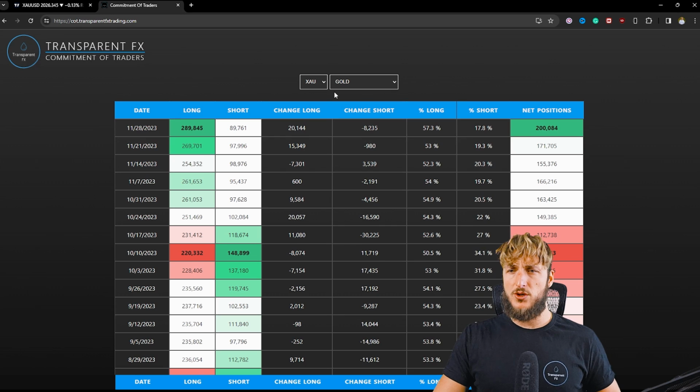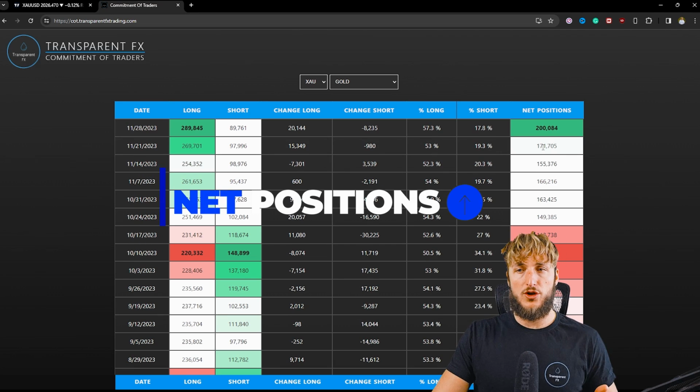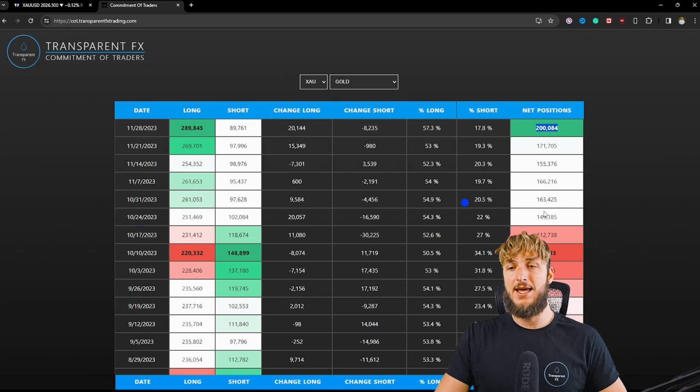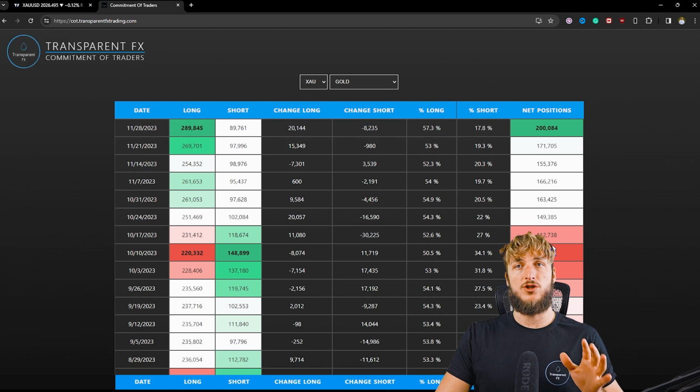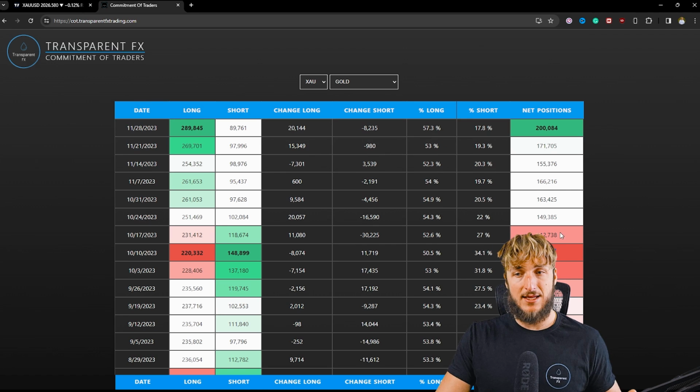Now, continuing with the analysis here from an order flow perspective, what we have to notice is that we went from having 71.4K net positions all the way up to having 200K net positions. Essentially, institutions went from having one of the lowest positionings they ever had, positioned at the maximum to the bearish side historically.